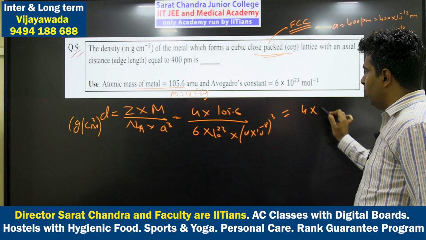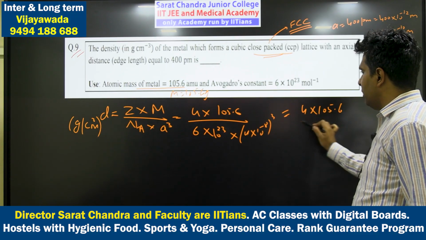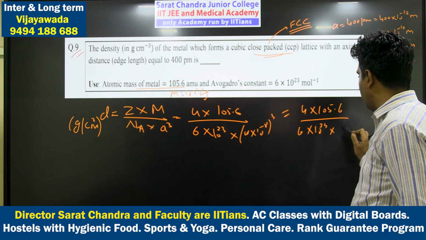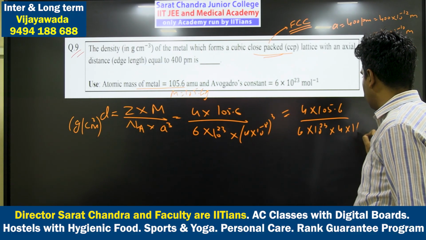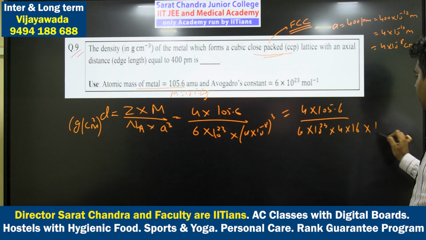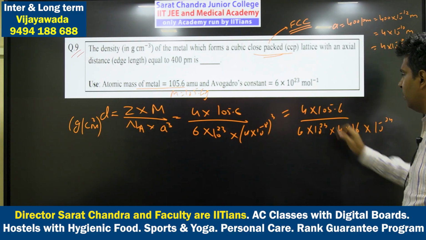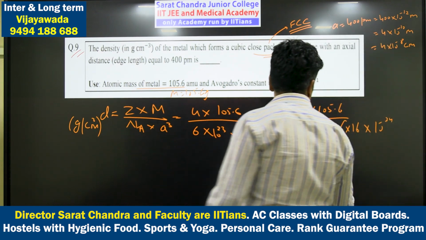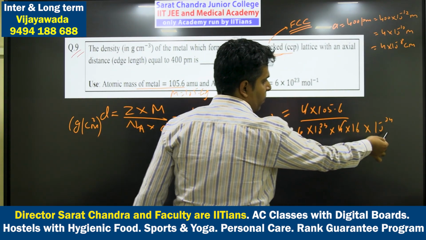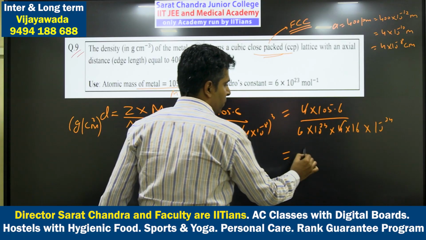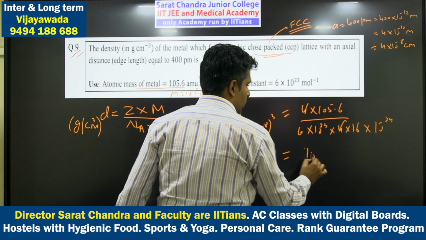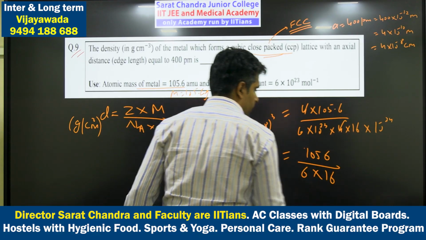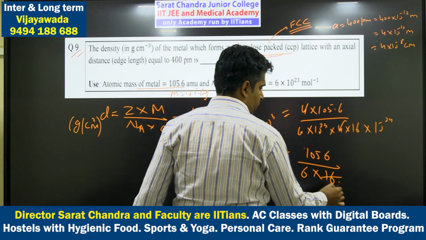So 4 into 105.6 by 6 into 10 to the power 23 into 4 cube, that is 4 into 4 square, that is 16 into 10 to the power minus 24. So first of all, 1 4 will get cancelled out. So 10 to the power 23 and minus 24 minus 1, that will go up and will become plus 1. So 1056 by 6 into 16. So let us divide this by 4 again.